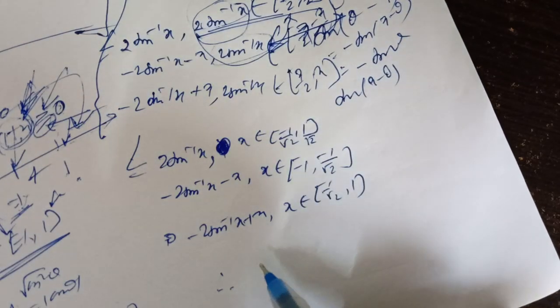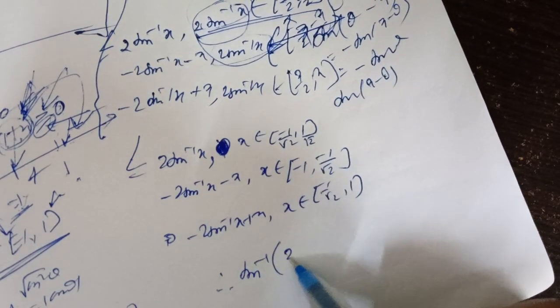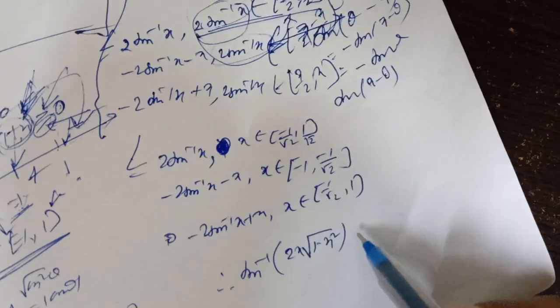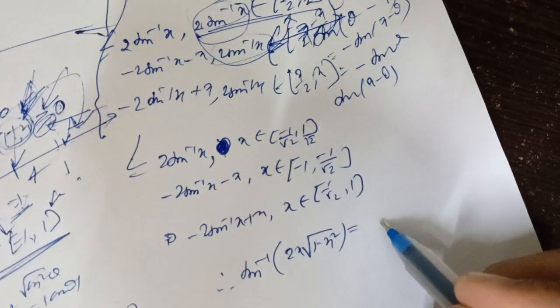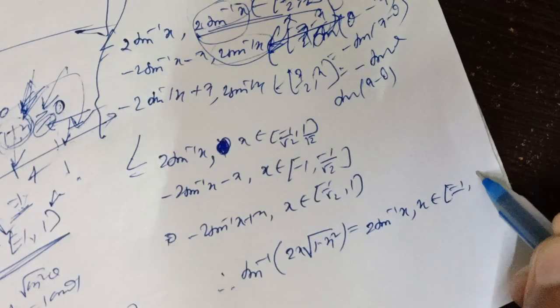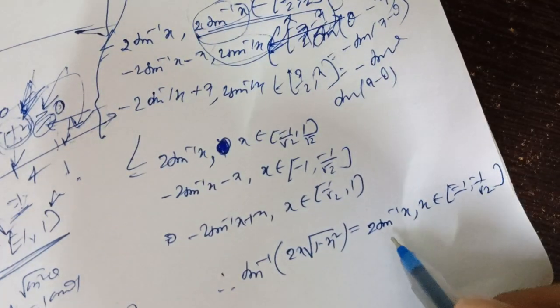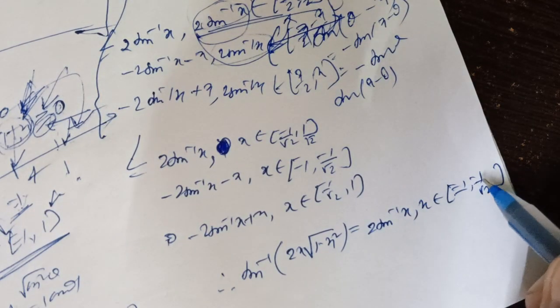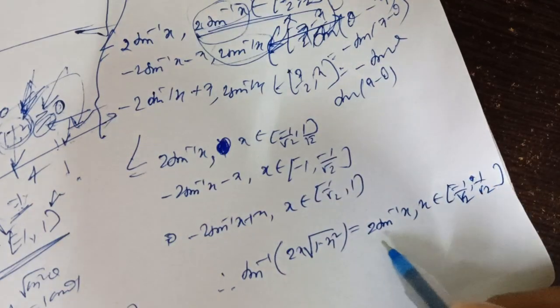Therefore, the entire definition comes out to be: sine inverse of 2x root over 1 minus x squared equals 2 sine inverse x, where x belongs in the interval negative 1 by root 2 to positive 1 by root 2.